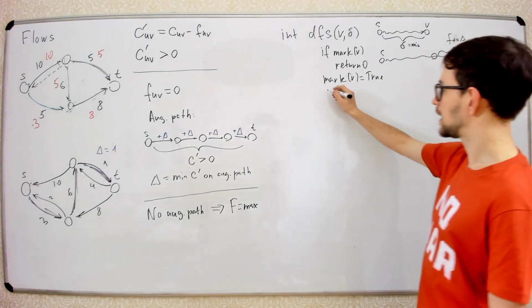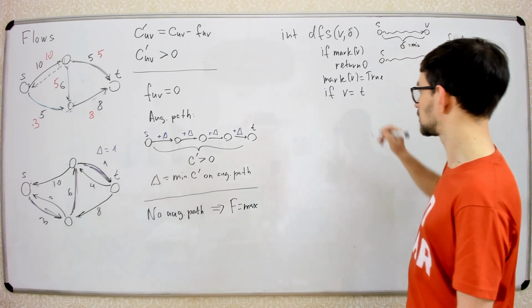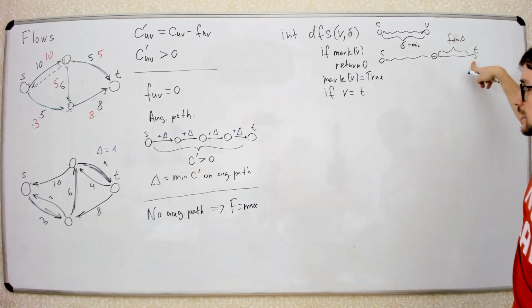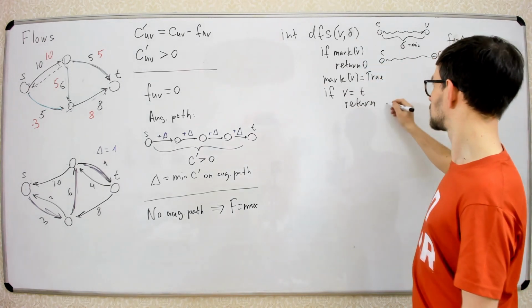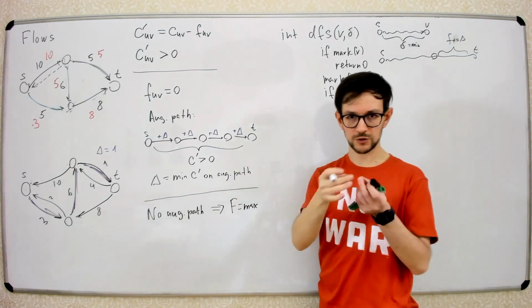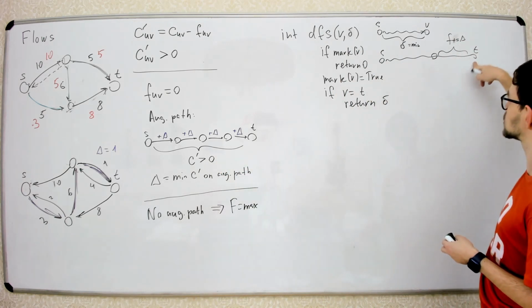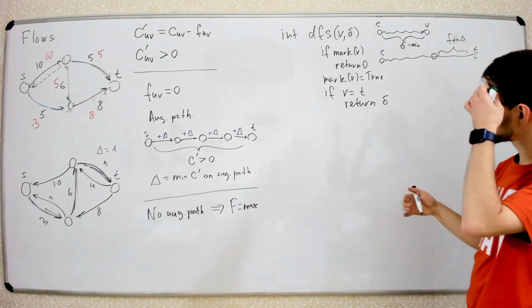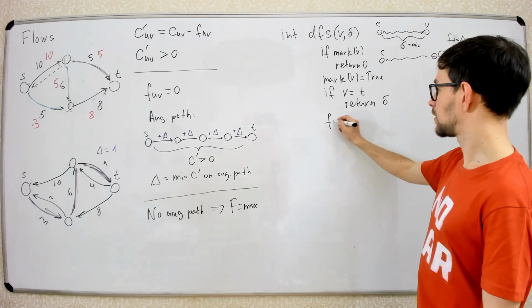Now we iterate for all edges. So now if node is T, it means we reached the vertex T. So we just return this current minimum. Again, we return the minimum we found during this DFS. If we reach the node T, it means we found the whole path. So this delta is the current minimum. Now we just iterate for all edges.